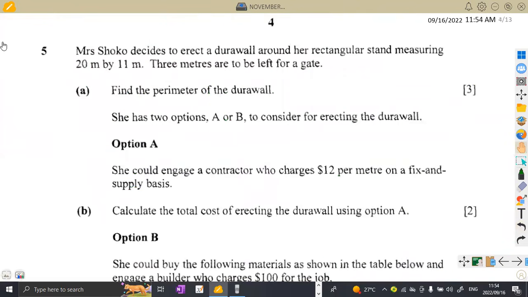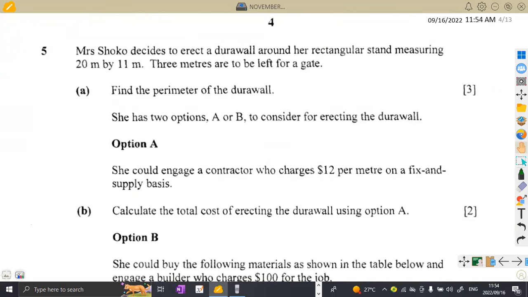Okay, so let us see the other part, which is question number 5. Question number 5, you are given Mrs. Shoko decides to erect a jura wall around a rectangular stand. Okay, it's a rectangular stand measuring, oh, it's a stand. Okay, the way I'm reading it now, it's like a stand. Okay, it's a stand measuring 20 meters by 11 meters. 3 meters are on the left side for the gate. Okay, sorry for that.